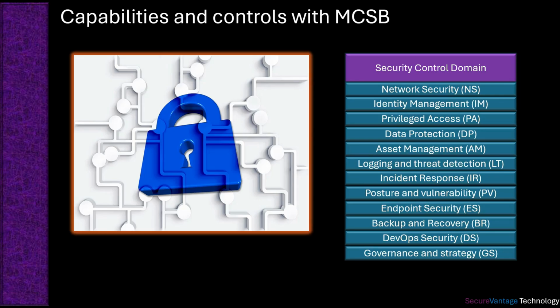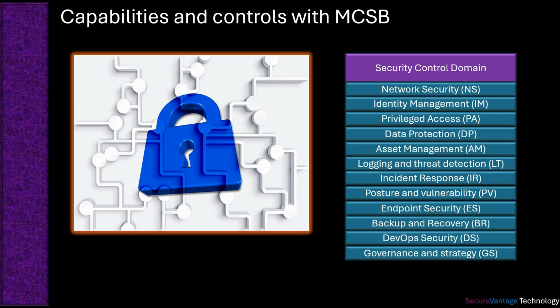We learned that the Microsoft Cloud Security Benchmark provides a set of best practices and guidelines to help organizations secure their cloud environments. Within MCSB, capabilities and controls are crucial concepts as well that outline what organizations need to do, meaning the capabilities that they need, and how they can achieve those goals, meaning the required controls.